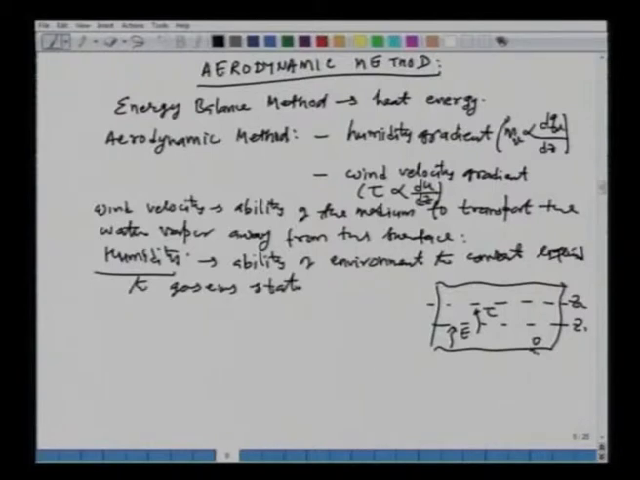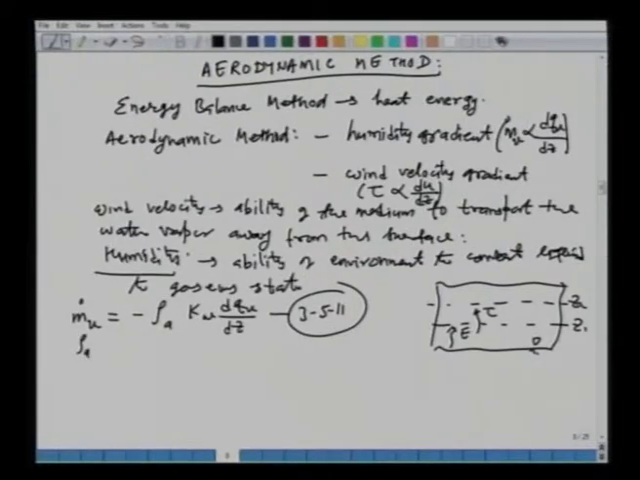So, we will try to write these expressions. The first one is m_v dot equals negative rho_a k_w dq_v over dz, and I am going to number this equation as 3.5.11. Where rho_a is the density of the air, and k_w is what is called the vapor eddy diffusivity.